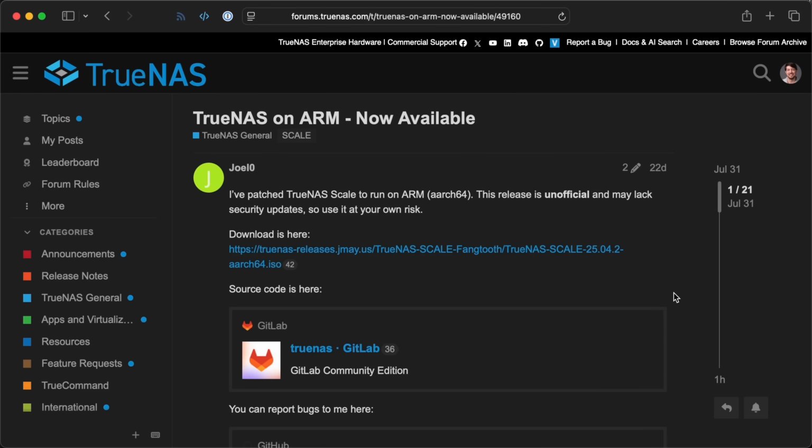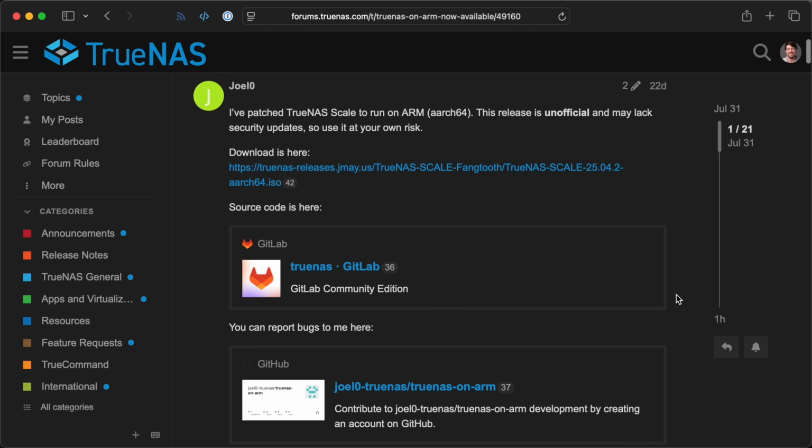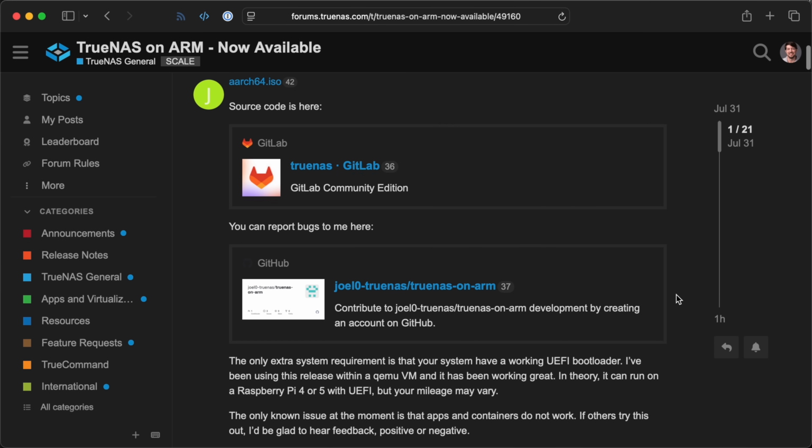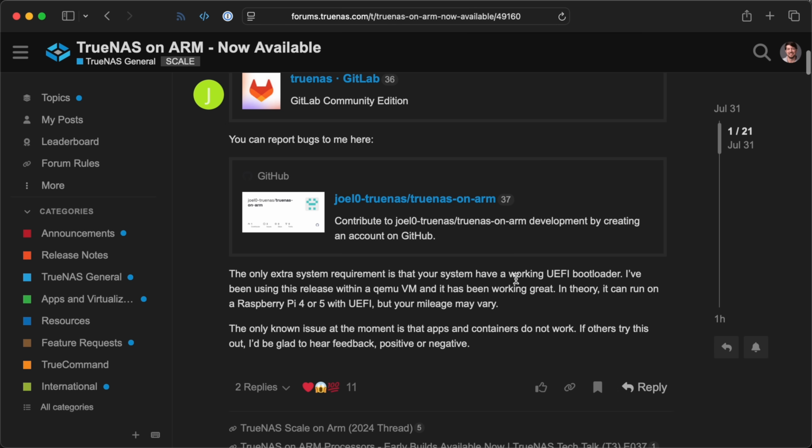Yes, it's true. TrueNAS on ARM. There's actually, I don't know if you'd call it a beta, it's just kind of a community-driven effort to get TrueNAS running on ARM machines. And after years of asking about this, this is finally seeming to happen.